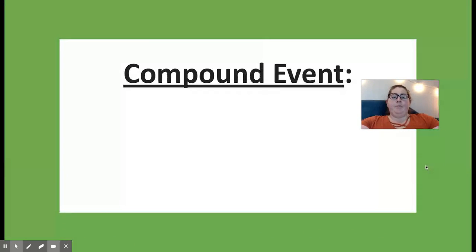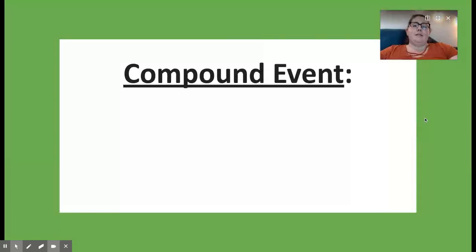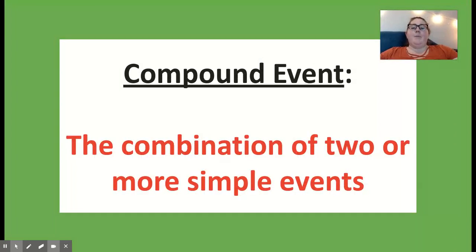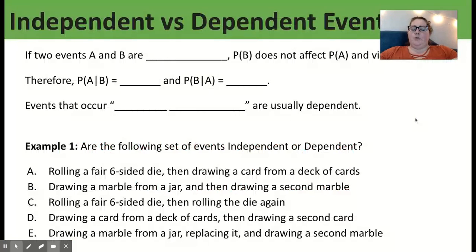So let's get started. Firstly, a compound event basically means the combination of two or more simple events. That could mean we're finding the probability that this happens and this happens, or it could mean finding the probability that this happens or this happens. So we're compounding those two events.